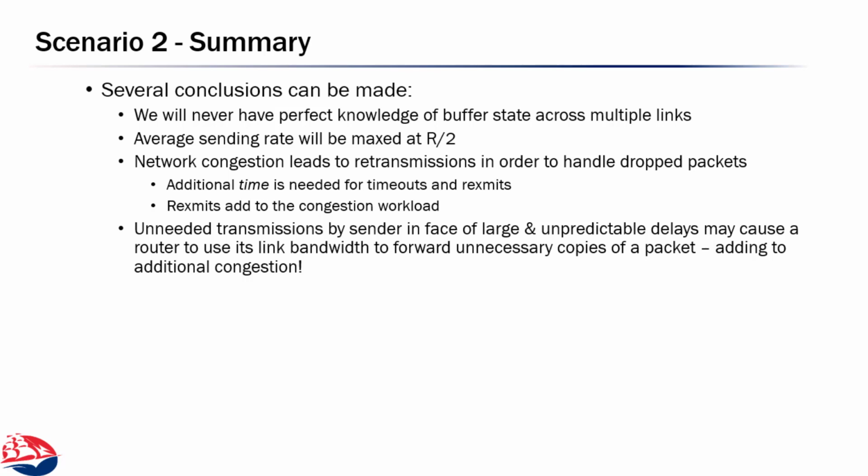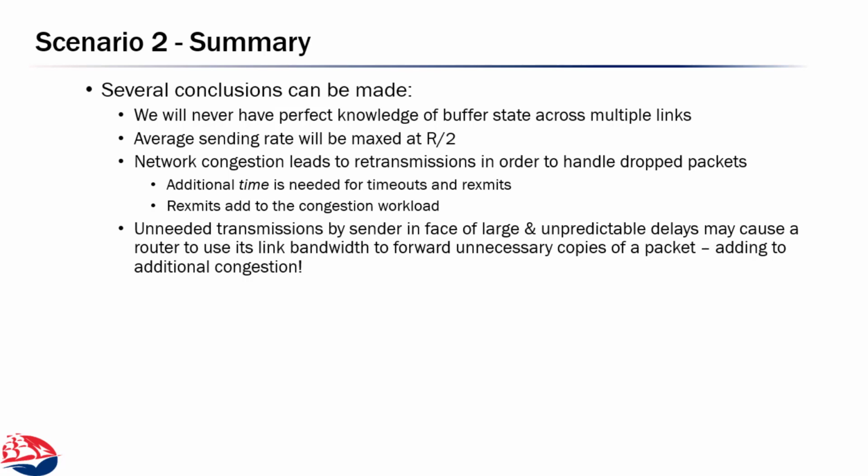So what does scenario 2 tell us? It tells us that there are several conclusions that we can make. First, we will never have perfect knowledge of buffer state across multiple links. I can never know what routers are. I might not even know what routers I'm going to be sending my data through. That's completely opaque to me. So there's no way that we can know that information.